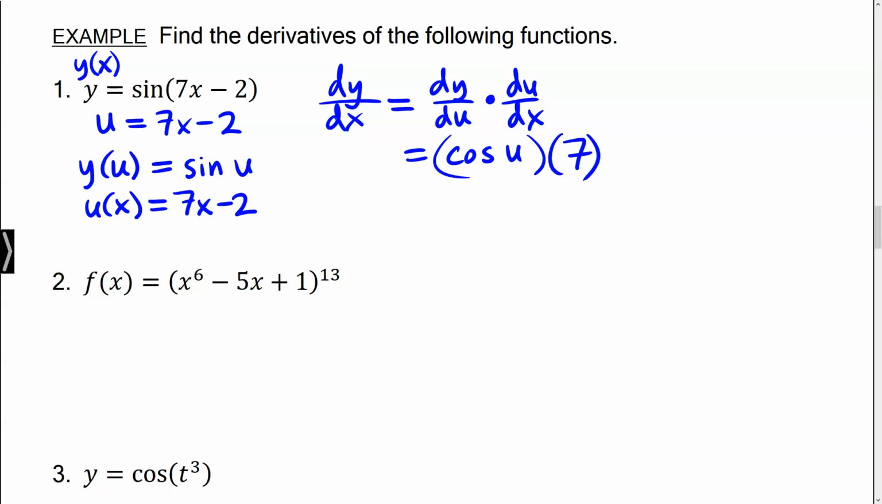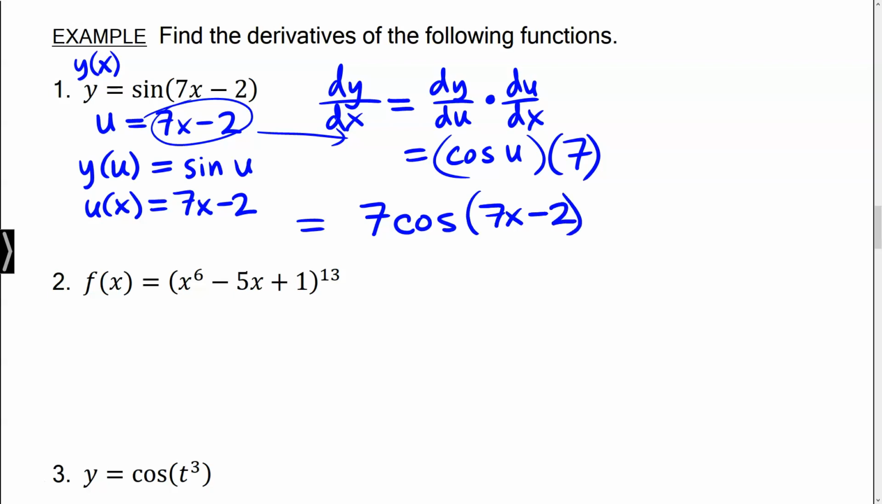So now we're at the point where we've calculated the two derivatives, but we still have dy/du in terms of u. So the last step is to take the 7x minus 2 and put that back in. And I'm going to write the 7 out in front because it's a constant, and I get 7 times cosine of 7x minus 2. So that's the derivative, 7 times cosine 7x minus 2.